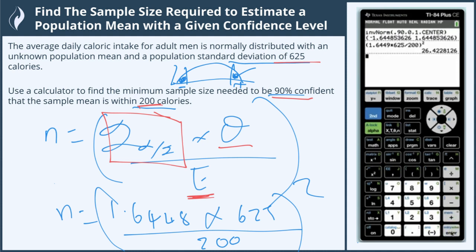Okay, and here is our sample size. Now, because we can't have 26.4 people, we're actually going to round it up. See, we can't have 26.4 people. So we will round that up to say 27. And here's your answer.